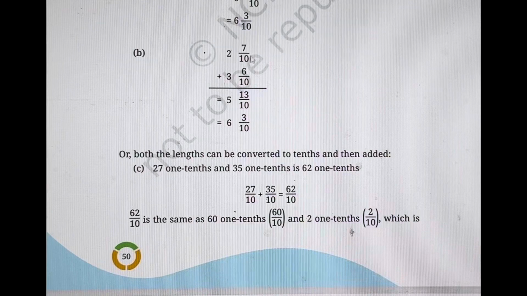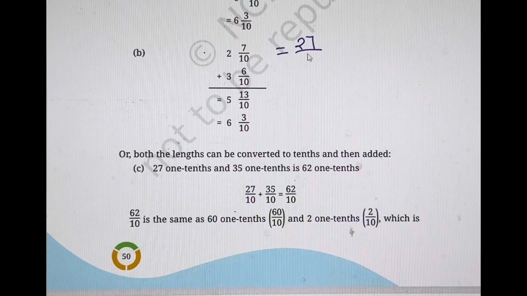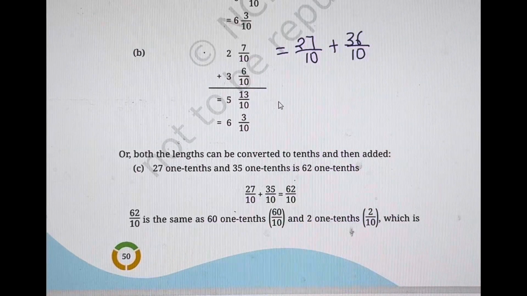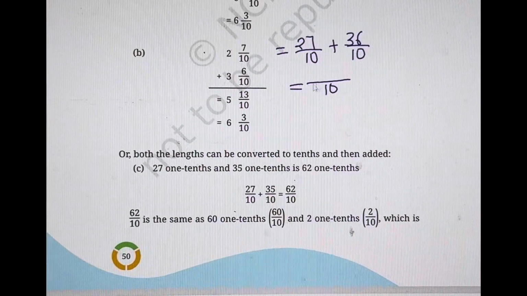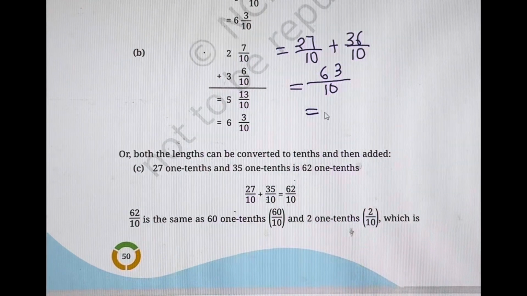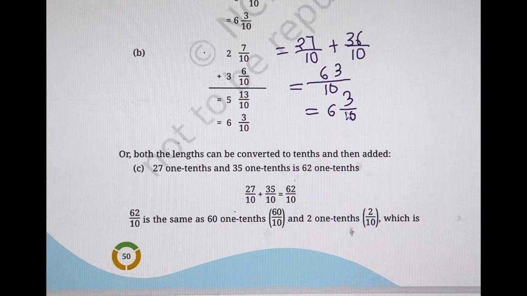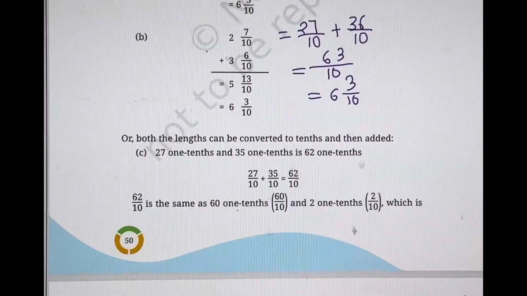So what you can do, you can also convert them into mixed fractions. I'll just show you. 10 2s are 20, 20 plus 7 is 27 upon 10. Okay, plus this, 10 3s are 30, 30 plus 6 is 36 upon 10. Right, so you can add them and get the answer. So what will be the total? You add the numerators and write the denominator once. So 10 is written once. So 27 plus 36. 20 plus 30 is 50 and 7 plus 6 is 13. So you get the total as 63. Right, so this also comes back to 6 whole 3 upon 10. This is another way of solving the sum.